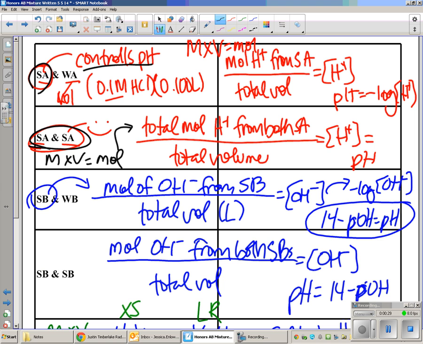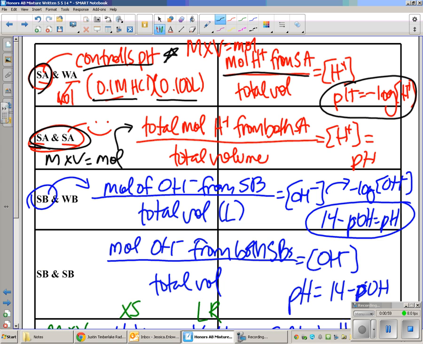So how do you get the millimoles or moles of H? You take the moles of the H plus from the strong acid divided by the total volume to get the H plus concentration. Plug the H plus concentration into your pH formula to get pH. Note to self, don't forget that the way you get moles of H plus is molarity times volume to give you moles. That's why I just made up an example of 0.1 molar of HCl times 0.1 liters to give me moles. That's only if you have a mixture between a strong acid and a weak acid.